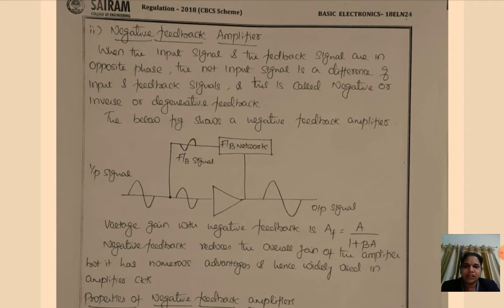So coming to the gain of the negative feedback amplifier, it is calculated as AF is equal to A divided by 1 plus beta A. And you can observe the gain seems to be reduced in the case of negative feedback. And also we can see that there are various advantages. Hence we'll be using these negative feedback amplifiers in the amplifier circuits.